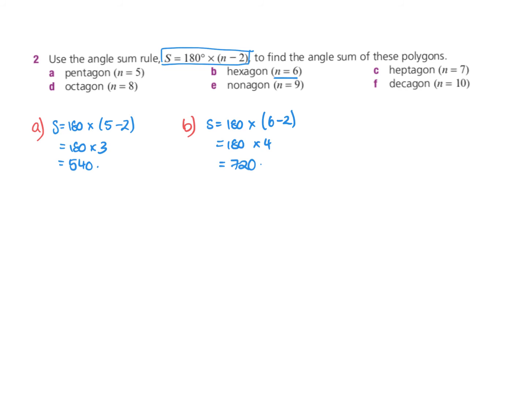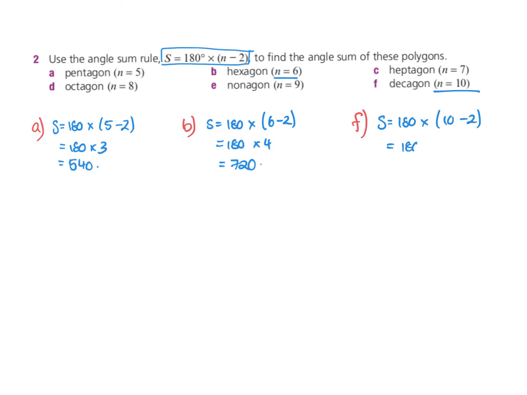So we could go through all of them. We're not going to do that. We'll just go through F, and we can see that n is 10. So we're going to do the sum equals 180 times 10 minus 2.